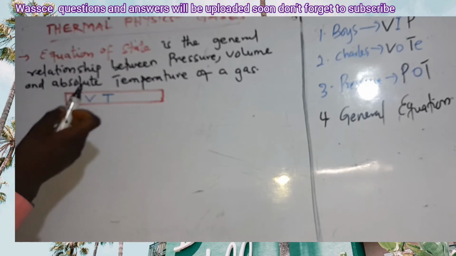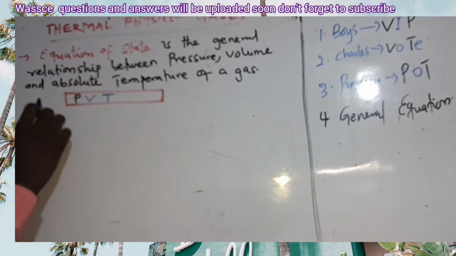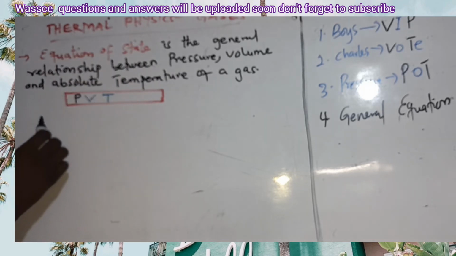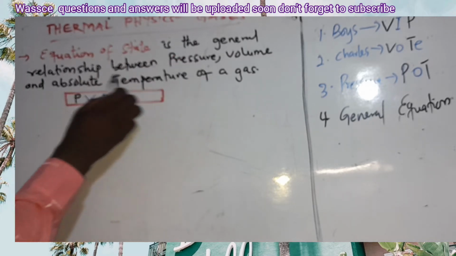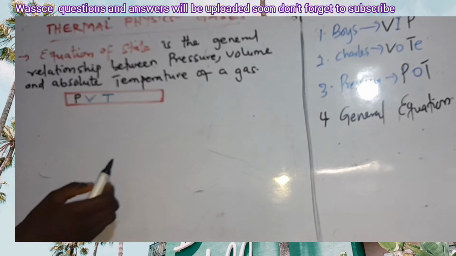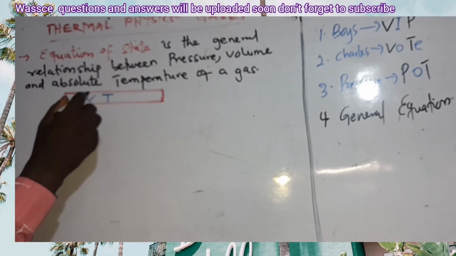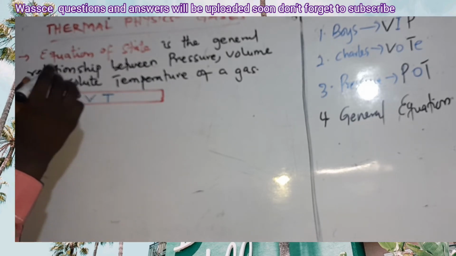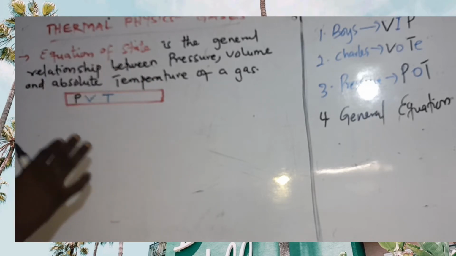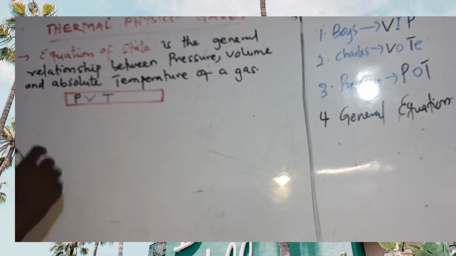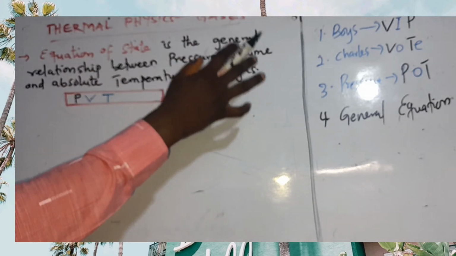So when we say equation of state, it is just a relation between PVT. We are saying it's a general relationship between pressure, volume, and absolute temperature of a gas. When we talk of absolute temperature of a gas here, we'll be looking at the temperature in Kelvin. So there are equations that we have to look at, how these three things relate. And so if you look over there, I've given you some mnemonics.